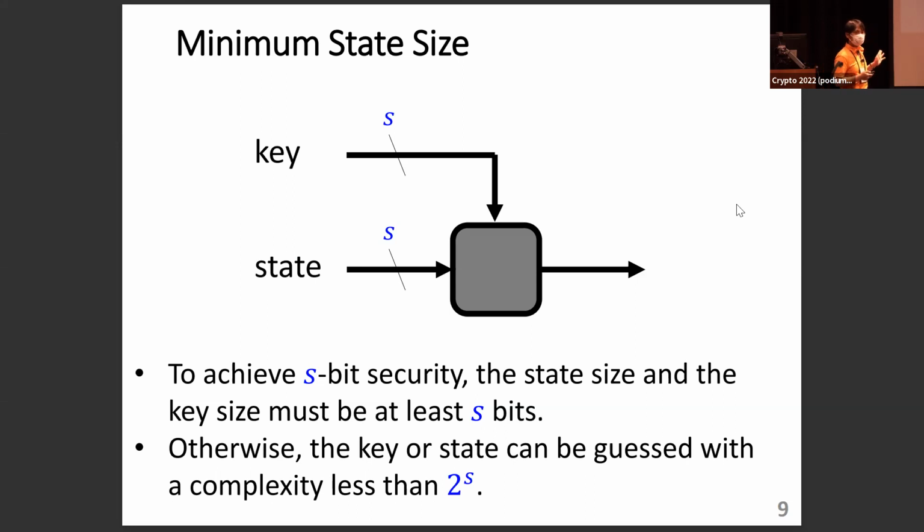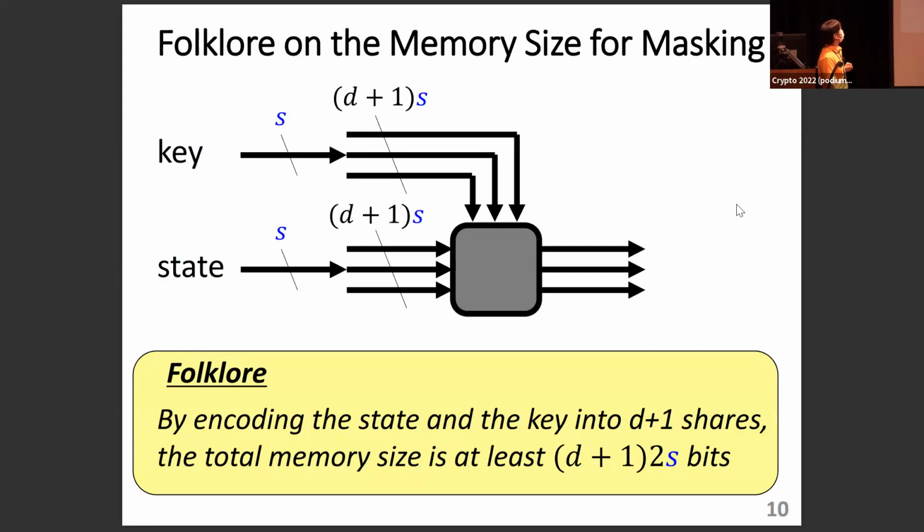Then we apply the masking on this data flow. So the key is expanded to D+1 shares, and the state is expanded to D+1 shares. There is a folklore on the memory size for masking. The total memory size is at least (D+1) times 2S bits. And this is kind of a barrier. And in this research, we break this barrier. The overall idea is here.